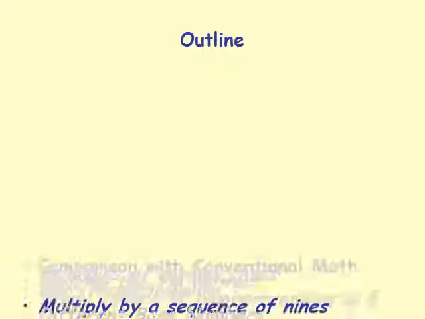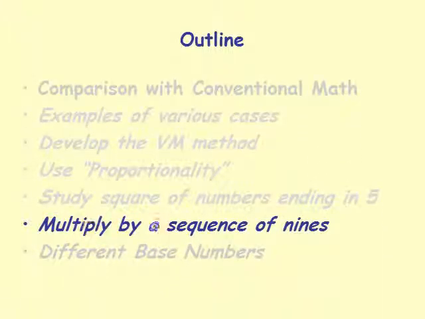Now the next section. The next section is multiplication by a sequence of nines. Let's consider multiplication by a sequence of nines. Let's take an example here. Example is 347 times 999.